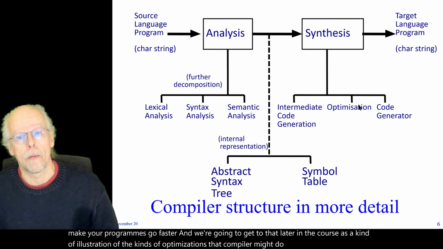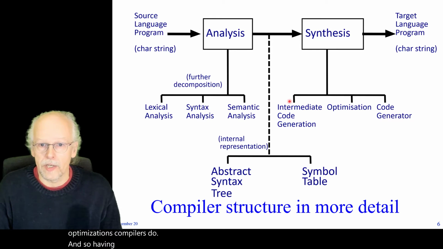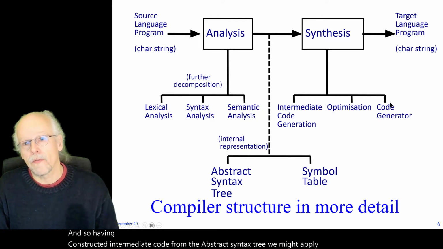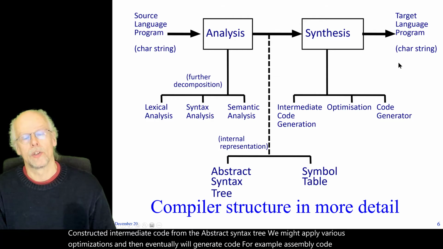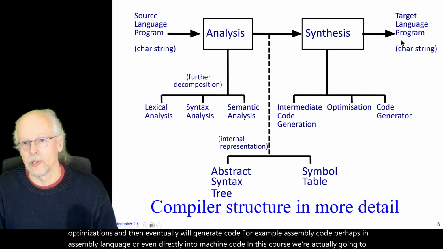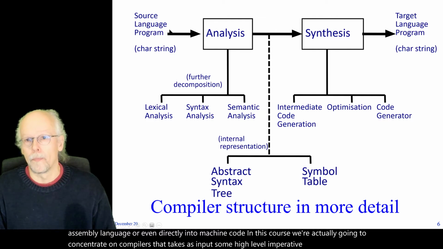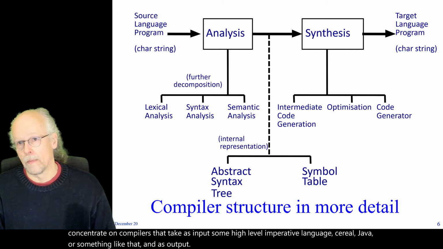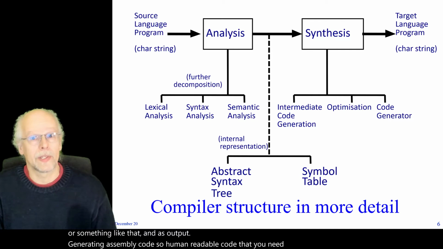There are, in fact, many more optimizations compilers do. Having constructed intermediate code from the abstract syntax tree, we might apply various optimizations, and then eventually we'll generate code, for example assembly code, or even directly machine code. In this course, we're going to concentrate on compilers that take as input some high-level imperative language, like C or Java, and as output generate assembly code, so human-readable code that you need to run your assembler on.